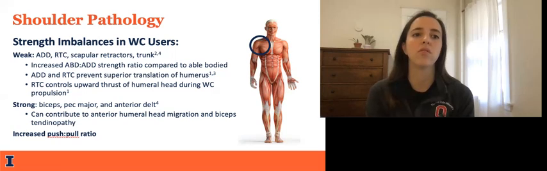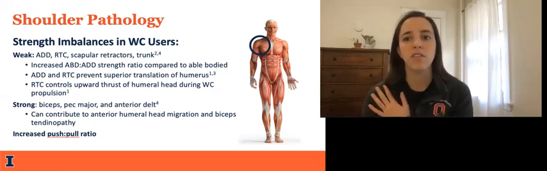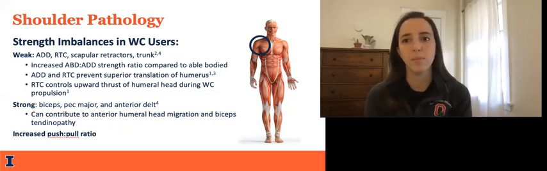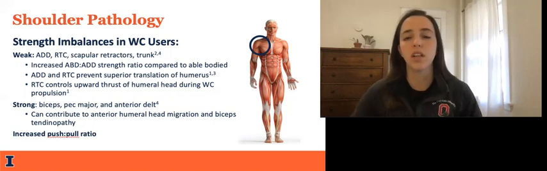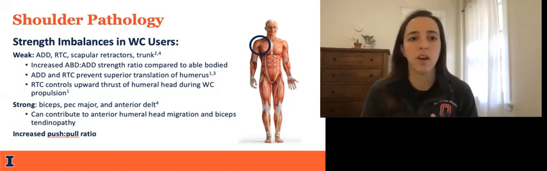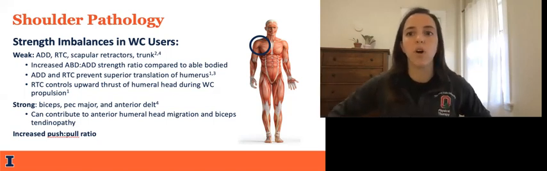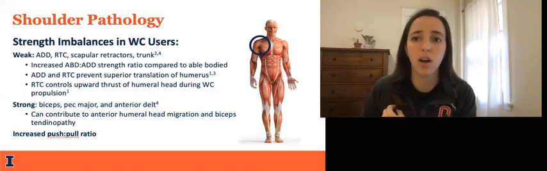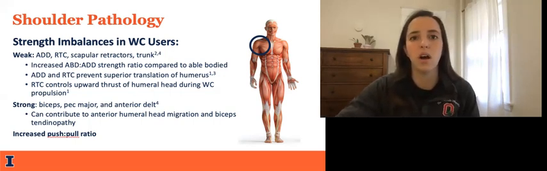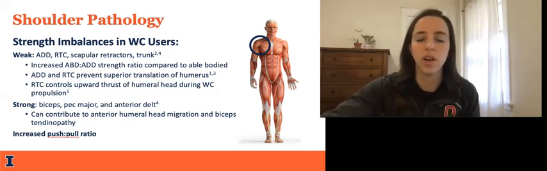Oftentimes, the strong muscles in wheelchair users are the biceps, pec major, and anterior delt. So that's going to be a lot of that forward, anterior musculature. And if that's tight, that can also contribute to anterior humeral head migration and then biceps tendinopathy, as well as poor posture and putting you at risk for impingement. There's often also an increased push to pull ratio. So that basically means that people are pushing in their chairs a lot of the time. Like in typical weightlifters, the push-pull ratio is off when you're benching too much and you're not doing enough deadlifts, lat pull downs, rows, things like that. It's the same thing in wheelchair users. If you're just pushing forward all the time, your anterior musculature is going to be really strong and maybe tight, and your posterior musculature might not have the same strength. So it's important to normalize that ratio, and make sure you're incorporating posterior musculature into your training.